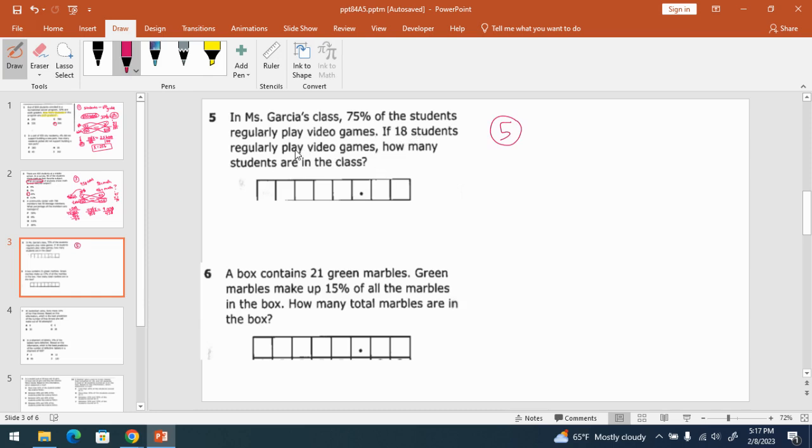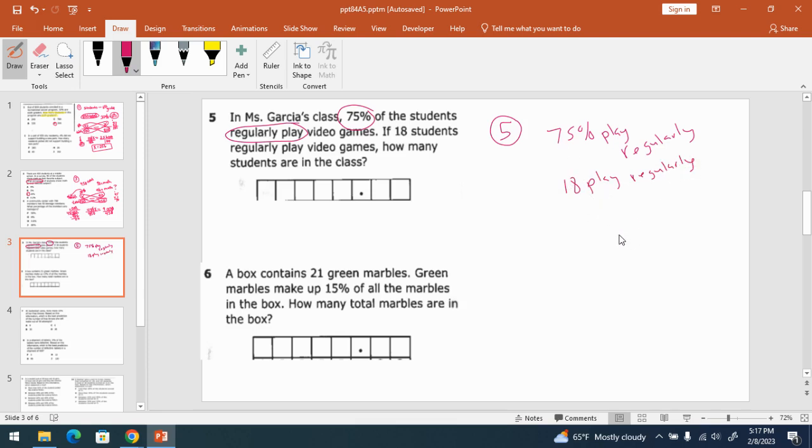75% of students play video games regularly. So they already told you that these are the ones that play regularly. So 75% play on a regular basis. 18 students play regularly. So they also told you that 18 of them play regularly. So the labeling is so important, the reading is so important.